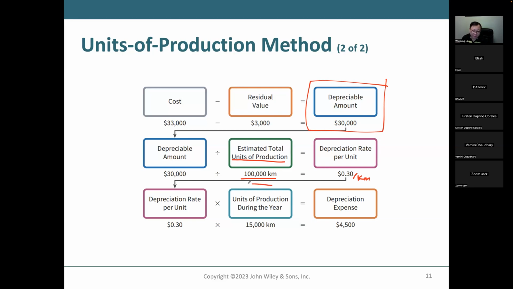And then for this year, suppose the number of kilometers driven is 15,000, and for each kilometer, the depreciation amount is 30 cents. So 30 cents times 15,000 kilometers. So that's my 4,500 depreciation expense under the units of production method.